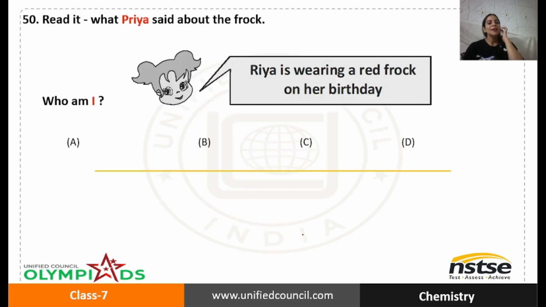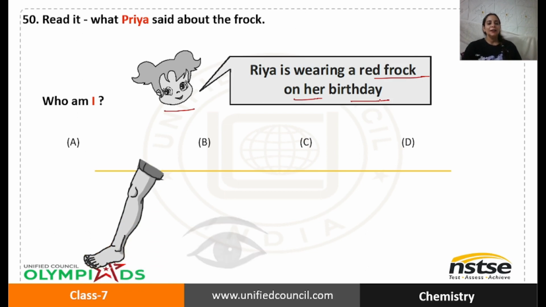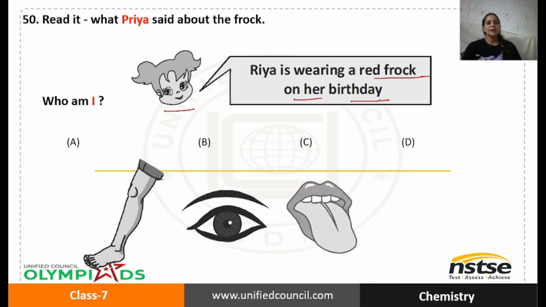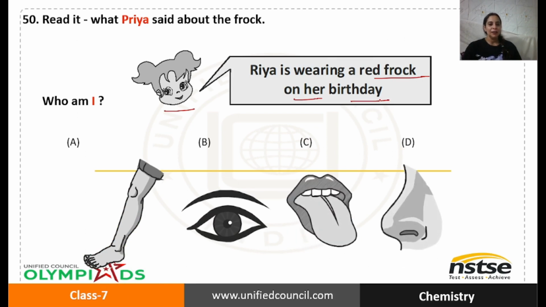Next question. We have to read it. What Priya said about the frock. She is Priya and she is saying something. Riya is wearing a red frock on her big day, that is birthday. So who am I? Option A, B, C and D. So here the question says Priya said something about the frock. So how is she able to say this?